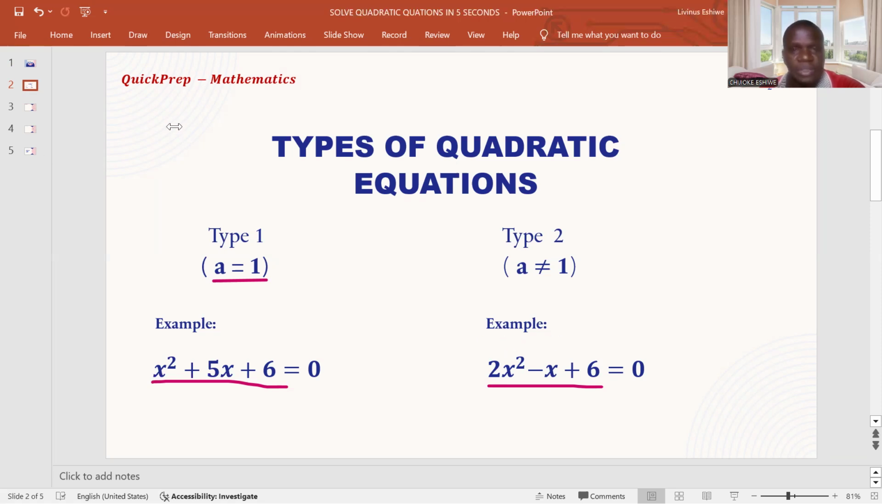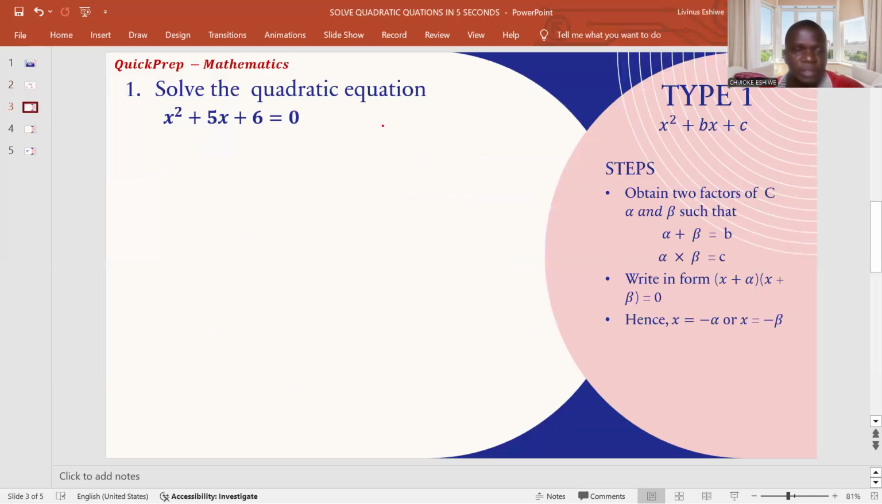Now, having understood the type 1 and type 2 quadratic equations, I will not waste your time again. Let's go straight to solving the quadratic equation in 5 seconds. All right, now let's look at this question. This question is a basic quadratic equation which says: solve the quadratic equation x squared plus 5x plus 6 equal to 0. If you have taken note, you will notice that I have given you some steps that you will need to solve this quadratic equation in 5 seconds.